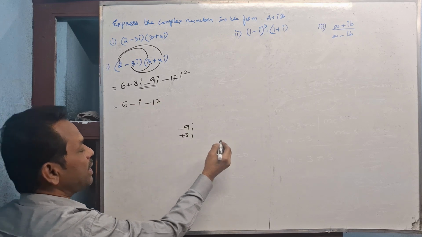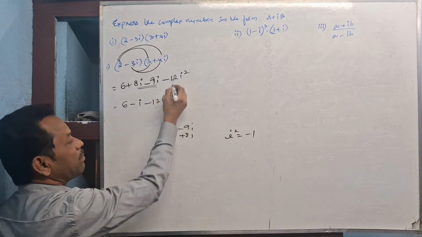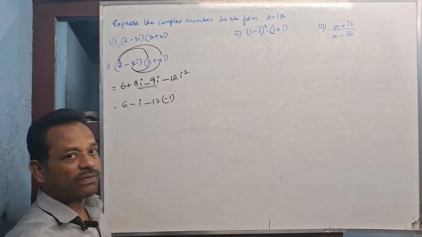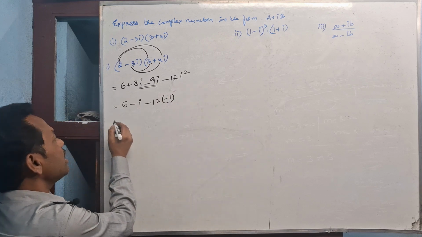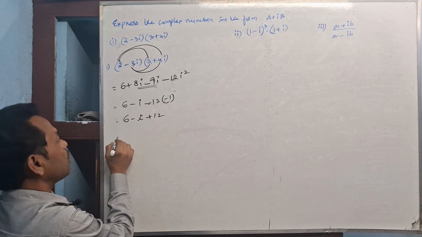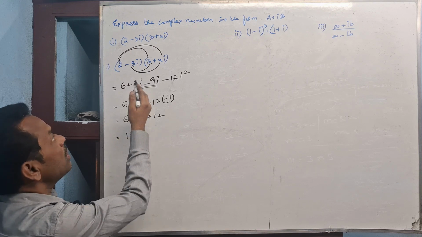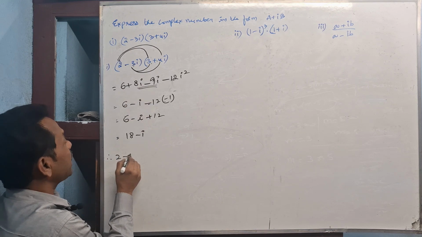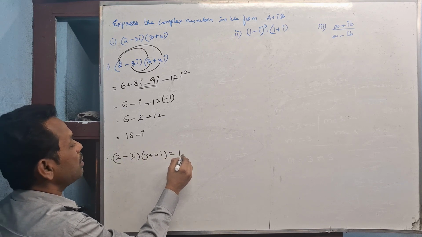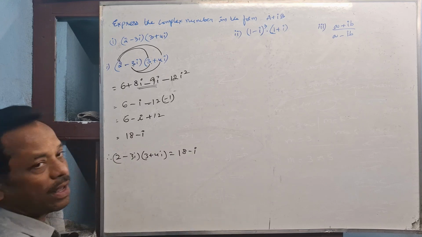But we know that i square value equals minus 1. So in the place of i square, let me take minus 1. Okay, let me simplify. 6 minus i, so we'll get plus 12. So 6 plus 12 is 18. 18 minus i. Therefore I can say 2 minus 3i into 3 plus 4i equal to 18 minus i.